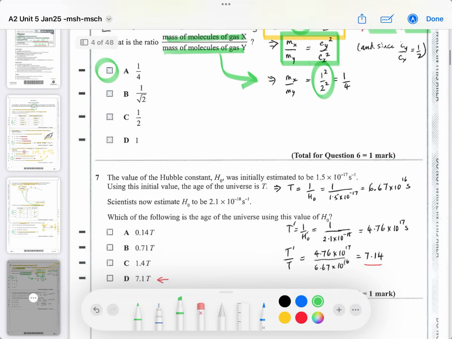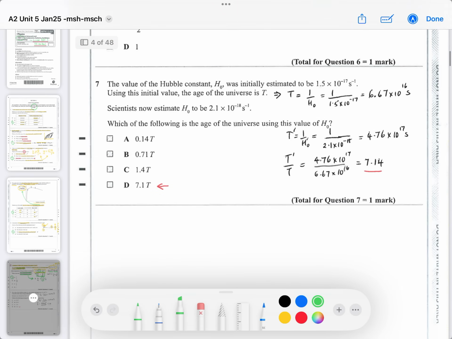A lot of multiple choice questions are based on ratios and knowing which equation to use and just being good at doing algebra. So question 7 is about the Hubble constant, H0. Initially it was estimated to be this value. So remember, Hubble's constant is the ratio between the velocity and distance. So H0 was equal to V over D.